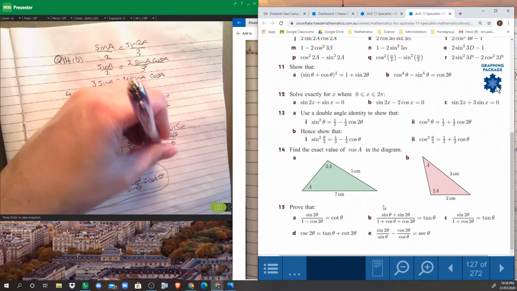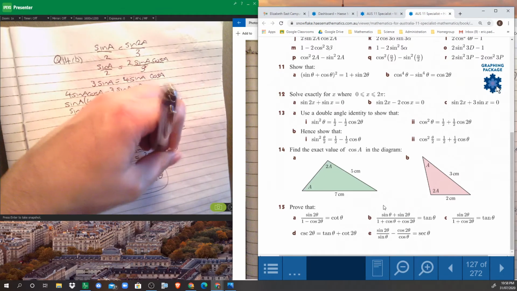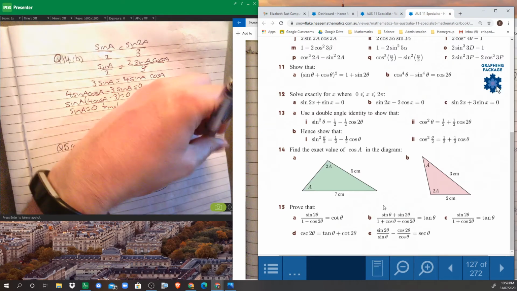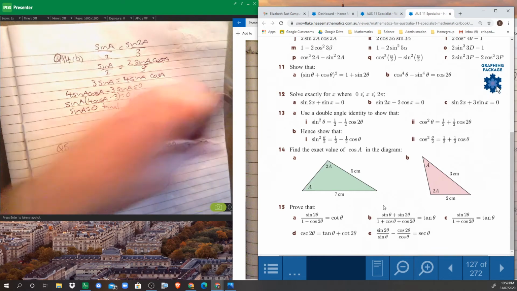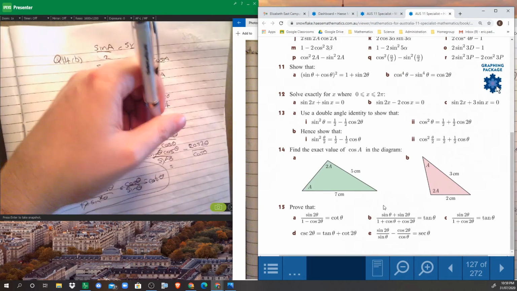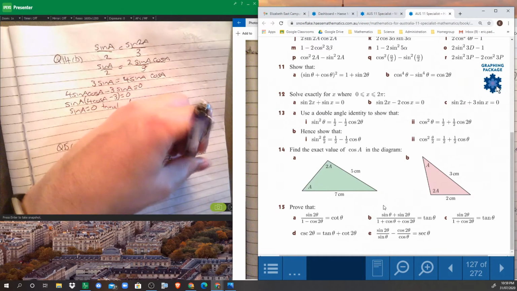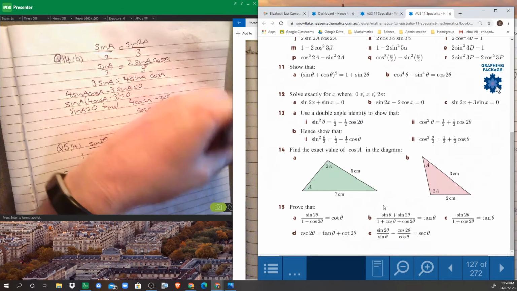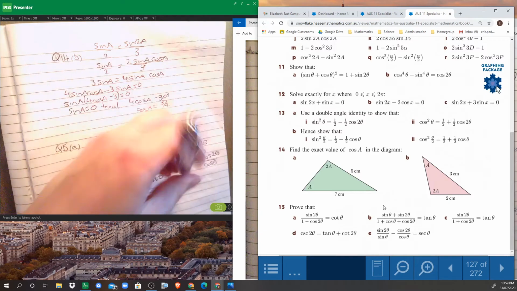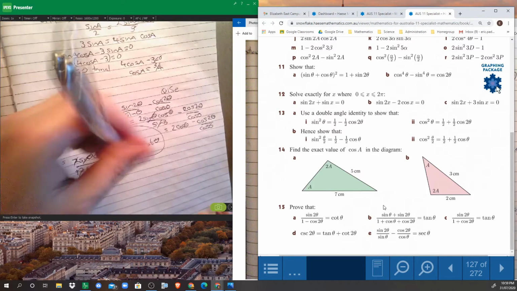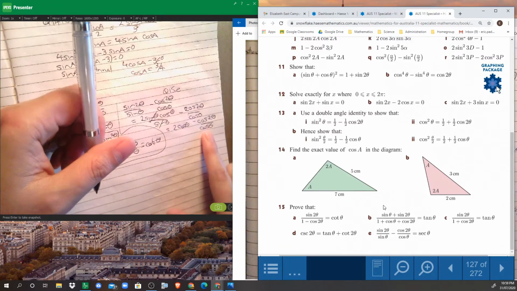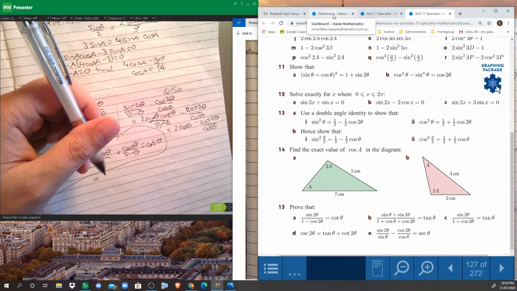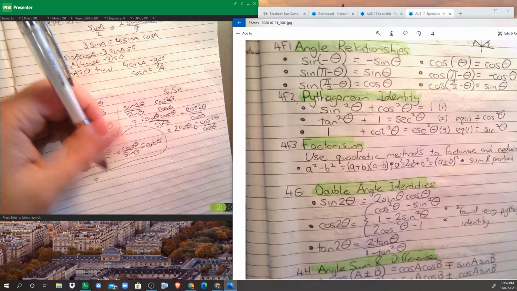So 2 sine theta cosine theta over sine theta minus cosine 2 theta over cosine theta. Okay, we can cancel those, and I get 2 cosine theta minus cosine 2 theta over cosine theta. All right, now I'm going to take this down here. Next line, I'm going to use the double angle formula that makes another cosine, and I'll reduce those because I think that's where this is going. I'll show you what I mean.